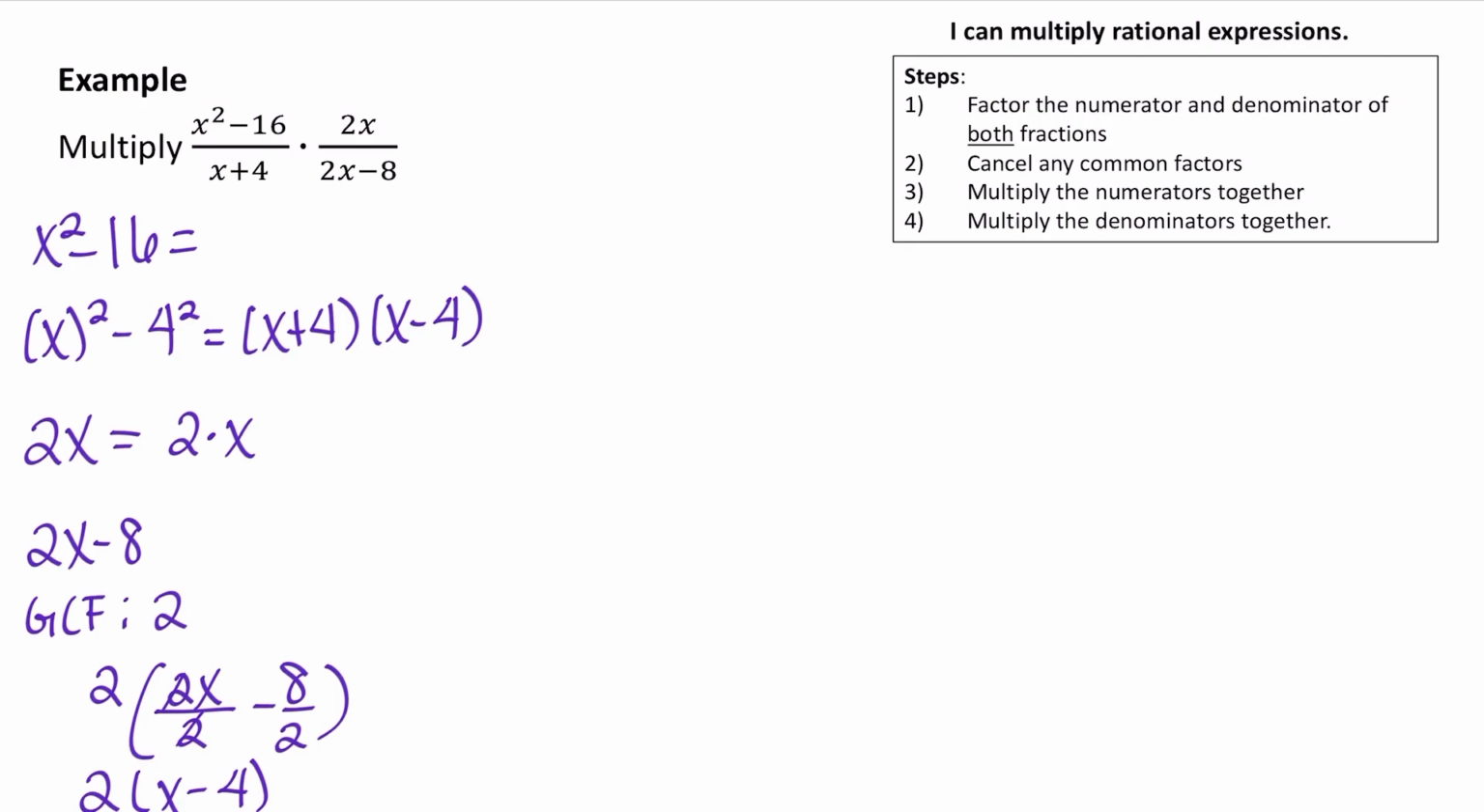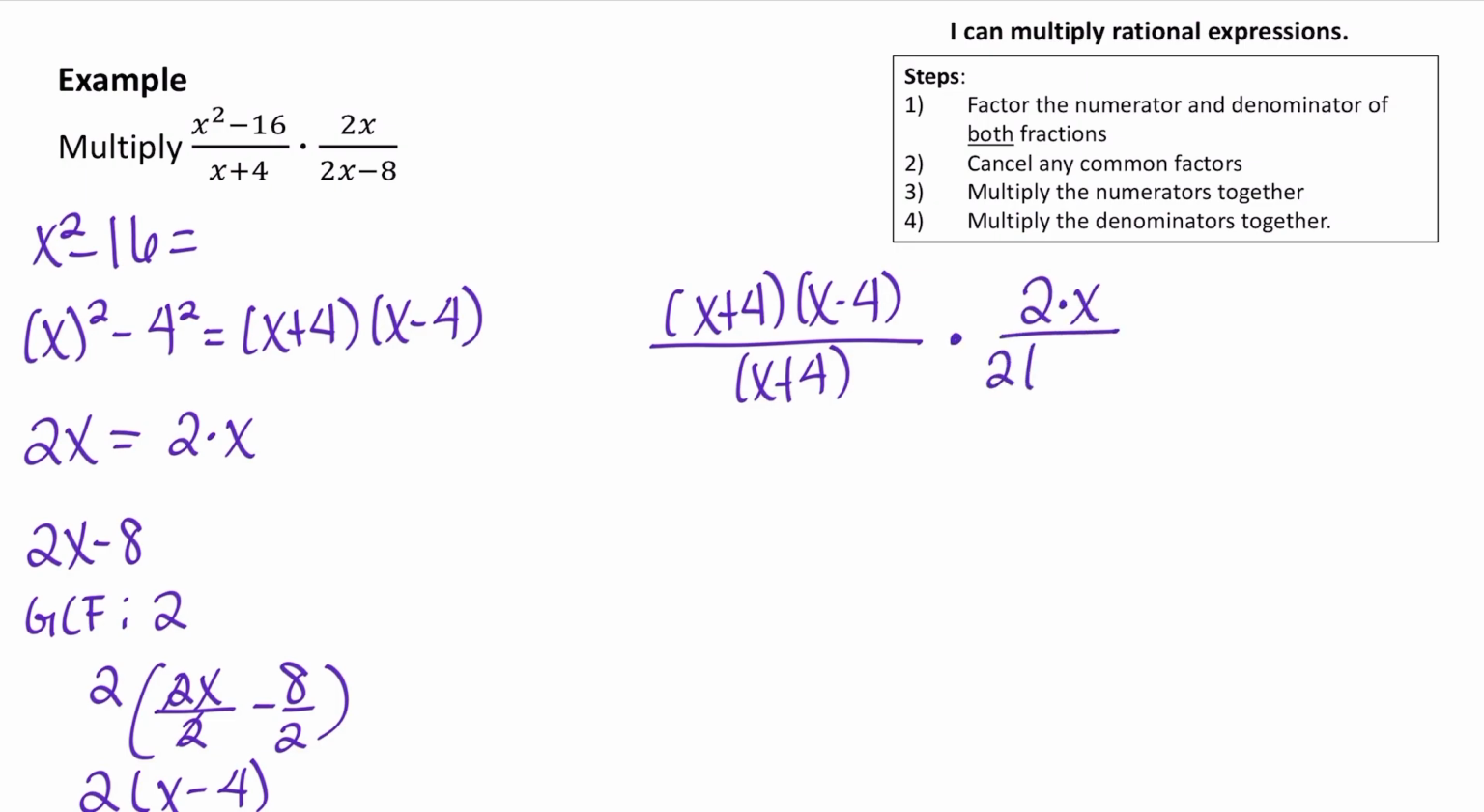So now let's write this problem with everything all factored out. So we have x plus 4 times x minus 4 over, and then we have x plus 4 times 2 times x over 2 times x minus 4. So let's cancel our common factors. So we have an x plus 4, and then we have an x minus 4, and then 2 and 2 will cancel. So this whole entire expression just simplifies to x over 1, which is equal to just x.